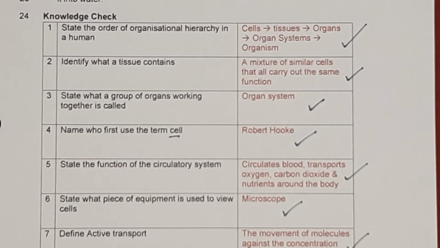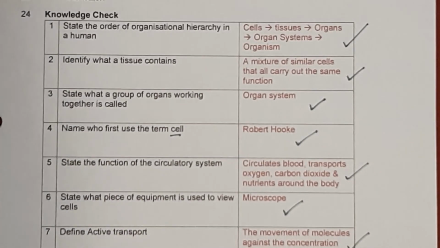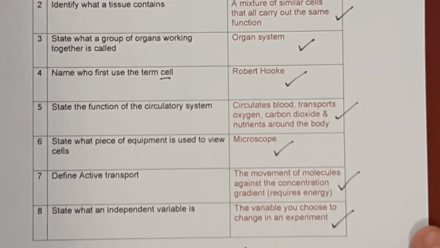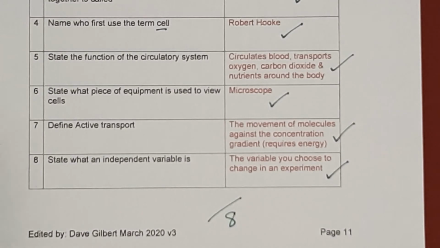State what the independent variable is. So the independent variable is the variable that you are choosing to change in an experiment. So give yourself a mark out of 8 for that, please. Give yourself a mark out of 8, as I said, and pause the video if you need to write down any of those answers still. Then we're going to move on to the next page, page 12, to the checkpoint question.